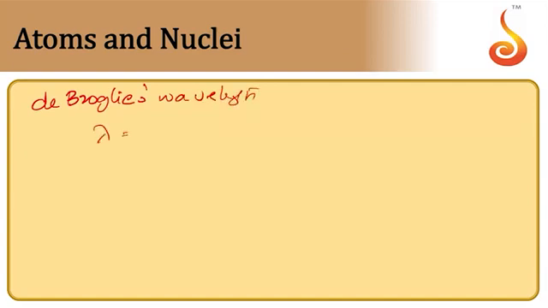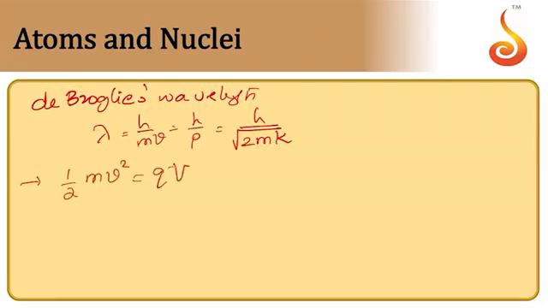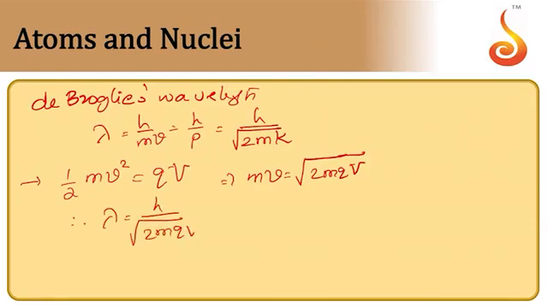corresponding to a particle, which is given by lambda is equal to h by mv, h by p, or this can also be written as h by square root of 2mK. You know that momentum can be written as square root of 2mK. Many times we consider the particle in motion and its energy half mv square is derived from its accelerating potential, and the corresponding momentum can be written as square root of 2mqV. And correspondingly lambda is equal to h divided by square root of 2mqV.